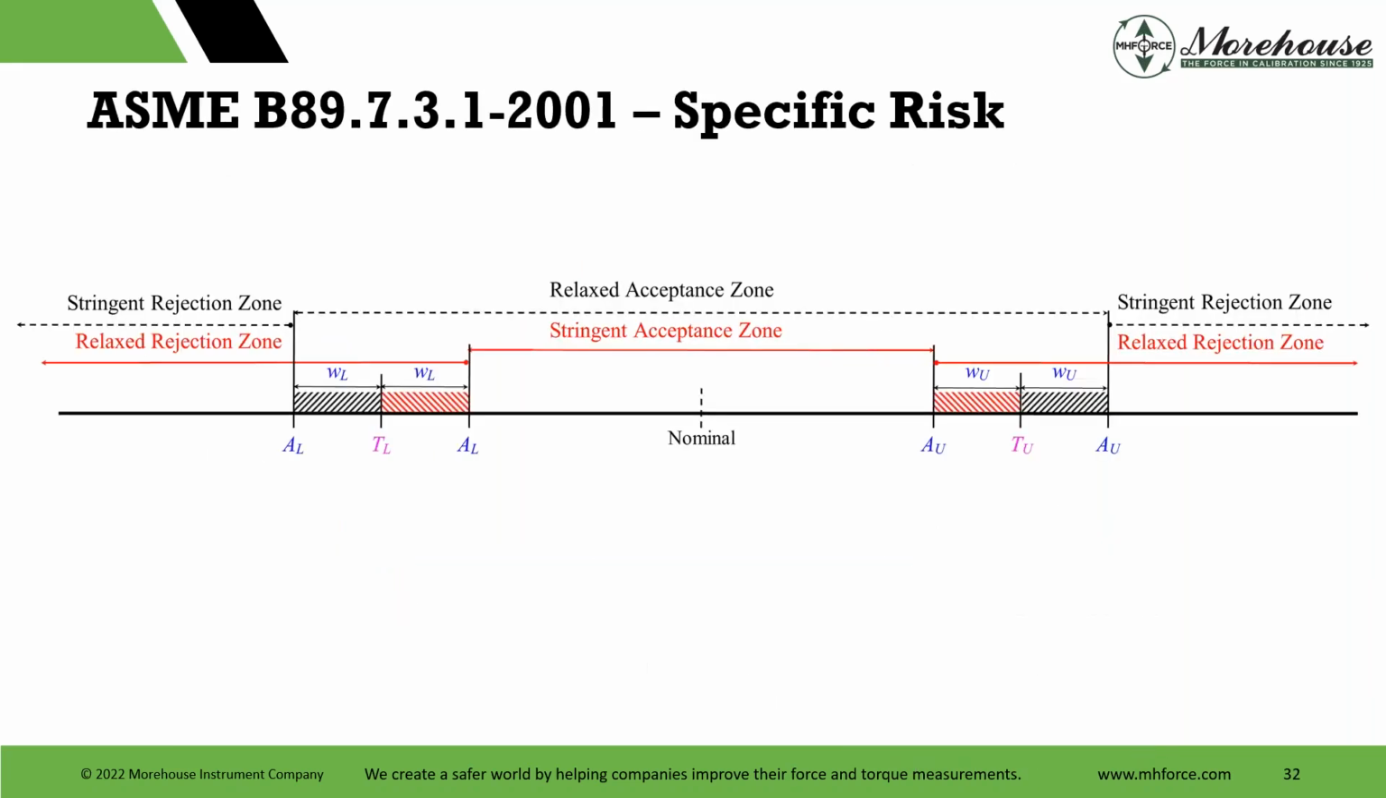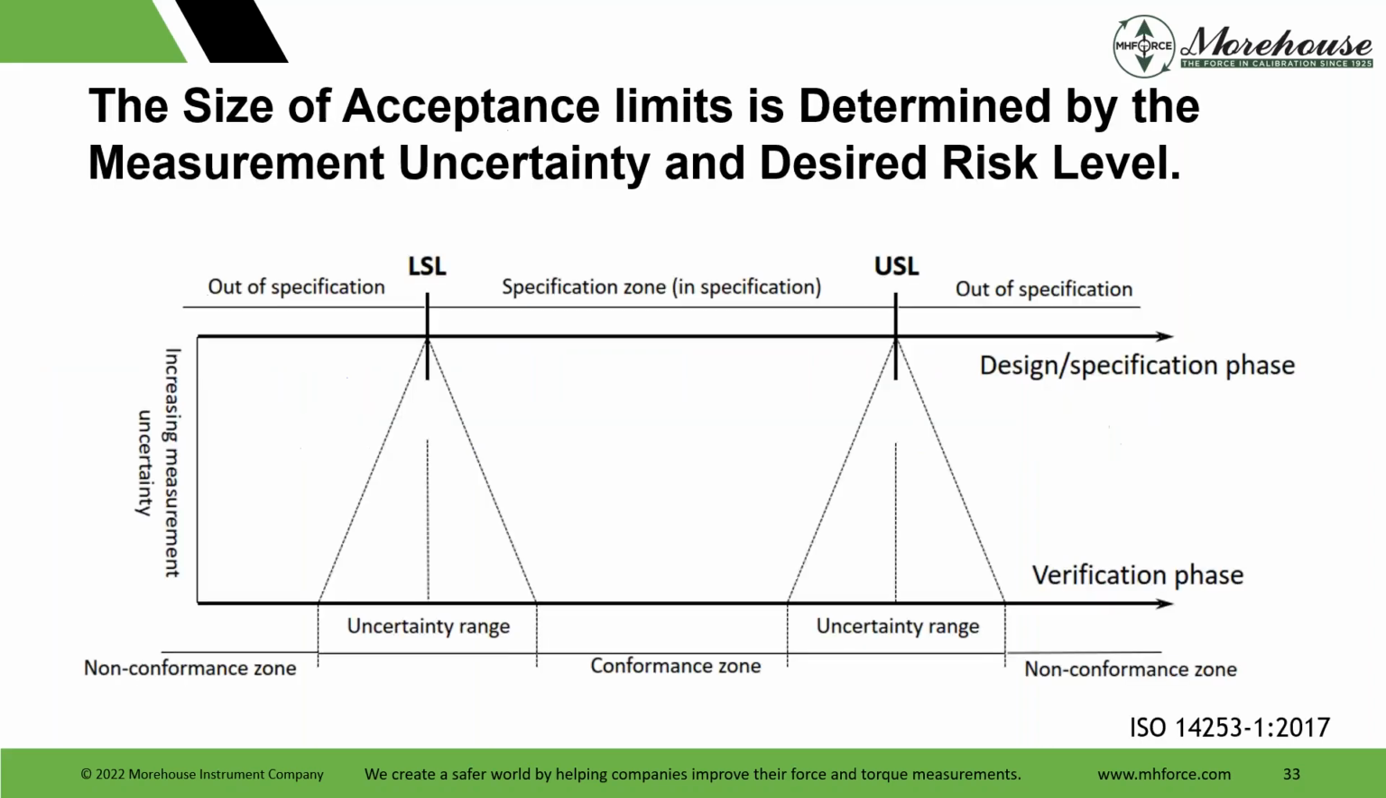So ASME B89.7.3.1 has this, I always like this picture, this graph in here. It's just saying things a little bit differently, calling things like a stringent acceptance zone, right? That is our guard banded, and the relaxed acceptance zone. And then they talk about rejection zones. And for those that are in manufacturing, this makes a lot more sense than some of the terms we talk about in metrology.